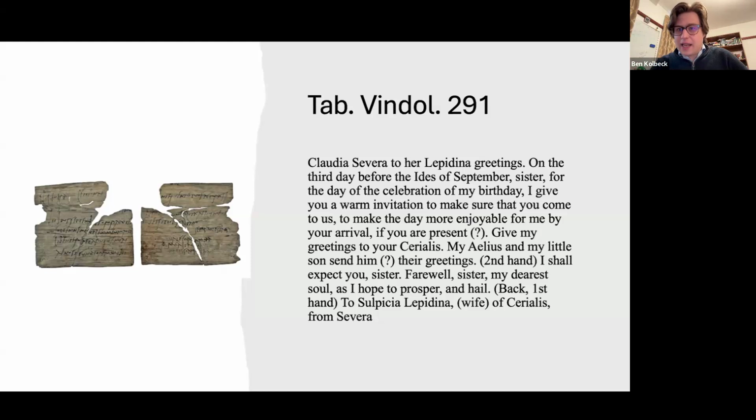And then it says here second hand, which means the editors have noted that the handwriting changes at this point on the tablet. And we read, I shall expect you, sister. Farewell, sister, my dearest soul, as I hope to prosper and hail. What this means by second hand is up until this point, she was probably dictating to a slave who was writing this down for her. And this is her little signature that she wrote in her own handwriting right at the end, just to say, look, I'm here. This is me. I'm giving you a nice little personalized send off.